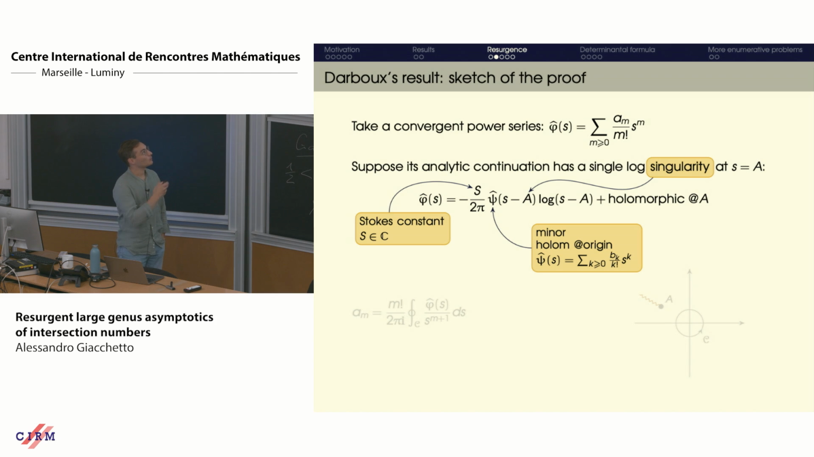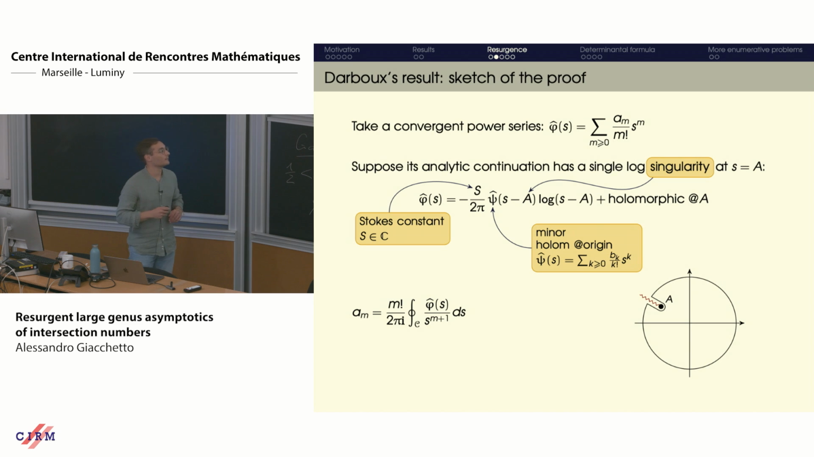Okay, so what can I do with this? Well, first of all, you can extract the mth coefficient from your original series using Cauchy's formula. You just take a small contour around the origin, and by performing this integral, you get the mth coefficient. But now you know more about this phi hat. You know that it has a logarithmic singularity at a. So if you start enlarging this circle, you will end up with something like this, where you have to avoid the log singularity with the logarithmic cut.